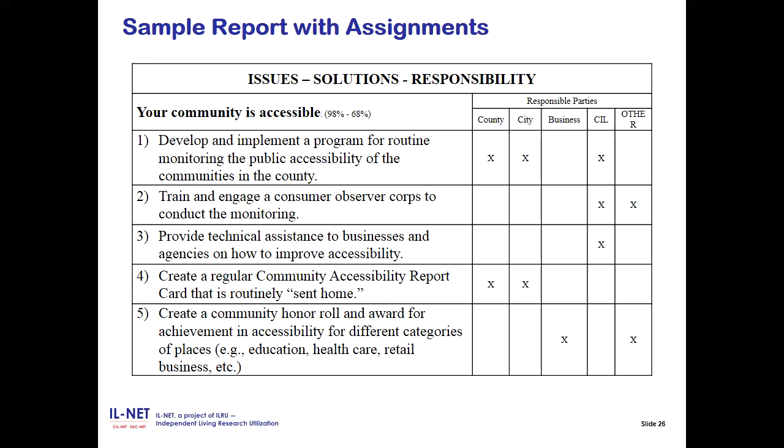The next columns over in this slide are county, city, business, CIL, or other. Check marks are indicated in the county, the city, and the CIL. Those three groups would then work together to create a plan for implementing and addressing that problem. And you can go down the list, with different committees forming around issues of interest that are shared in places that people live in together.